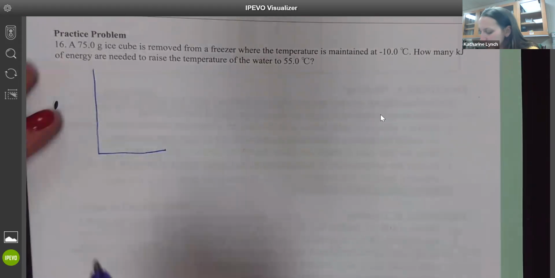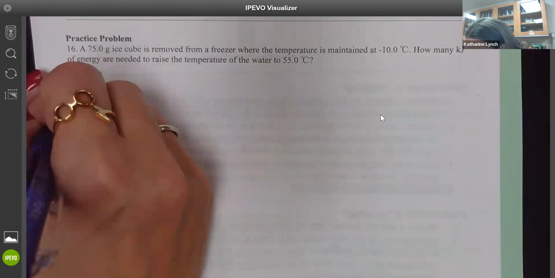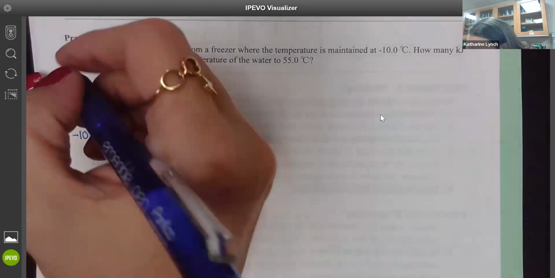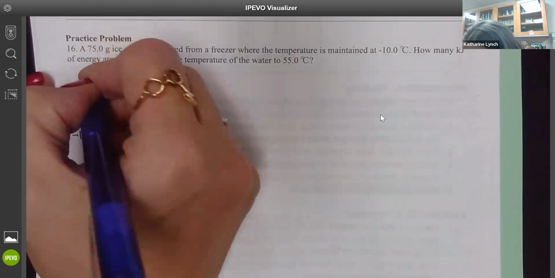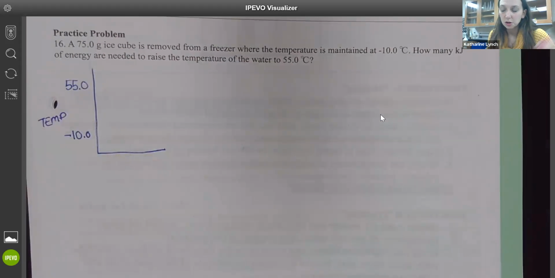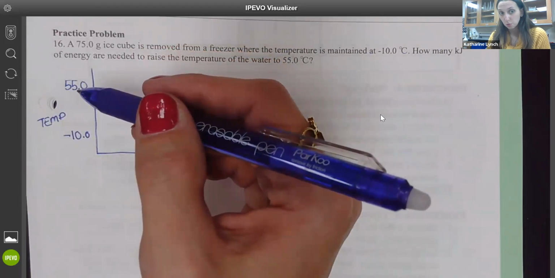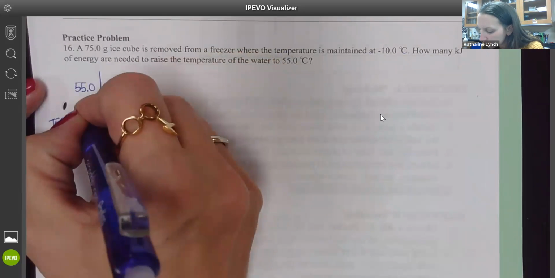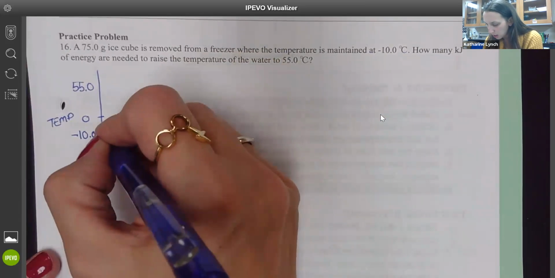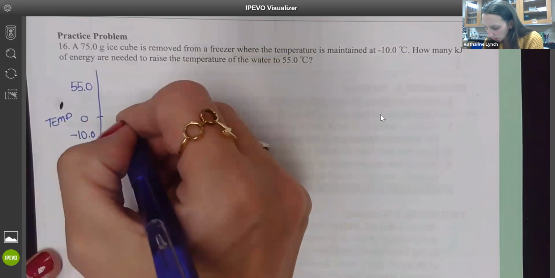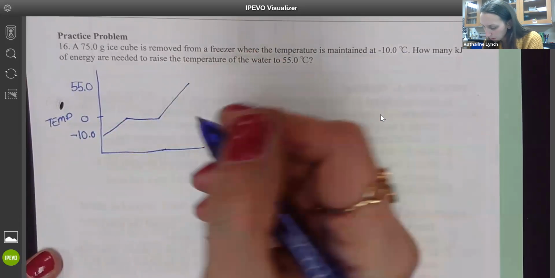And then this temperature starts at -10°C. So this is my temperature on my y-axis. We're going to increase the temperature to 55°C. And there's going to be an important temperature between -10 and 55°C, which for water is the temperature where ice melts, and that is 0°C. So we actually have 3 sections to this particular heating curve. There's section 1, here's section 2, and then all the way over here is going to be section 3.